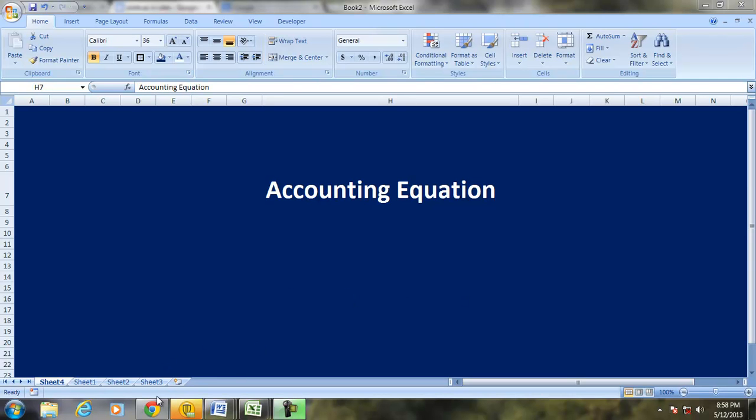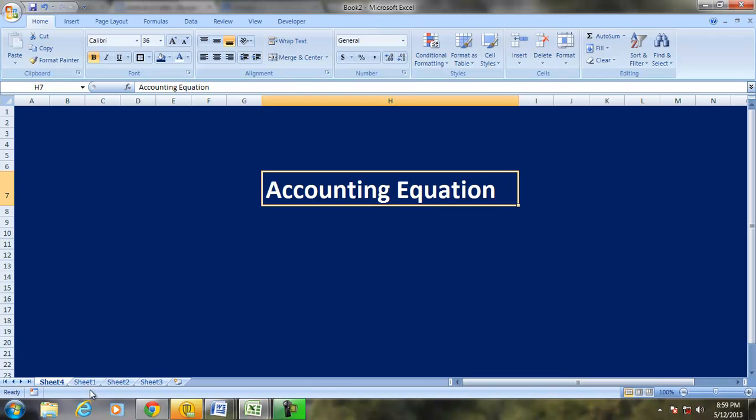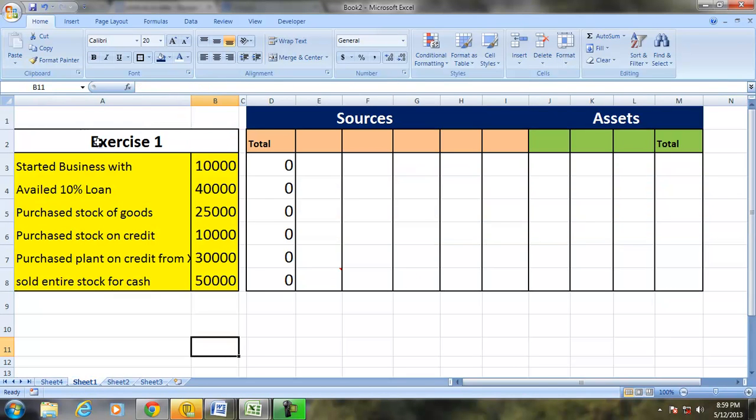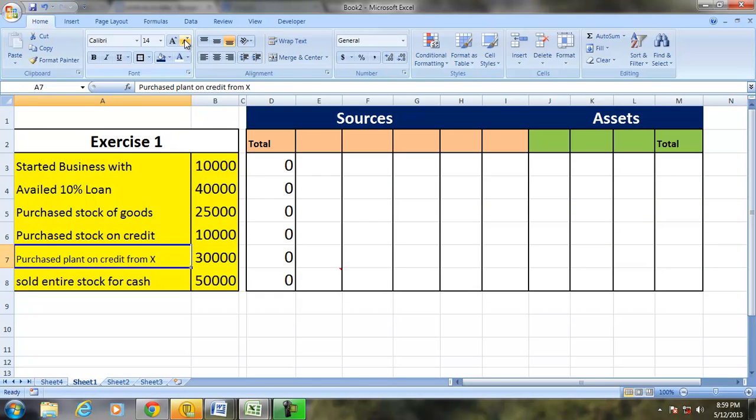Hello and welcome to our discussion on the accounting equation. In this session we will try to convert these transactions into an accounting equation. The accounting equation shows that at any point of time the sources are equal to assets. In other words, whenever there is an asset there has to be a source.